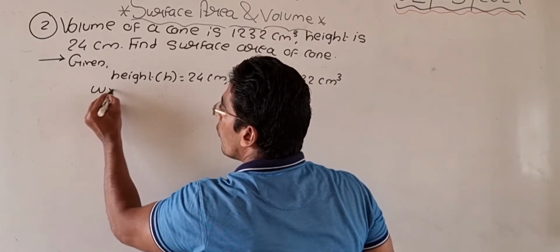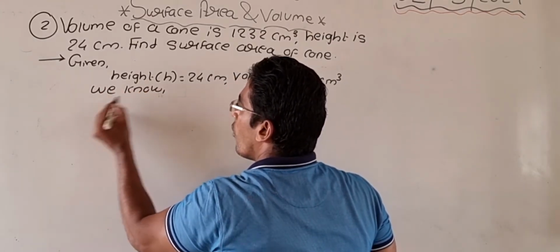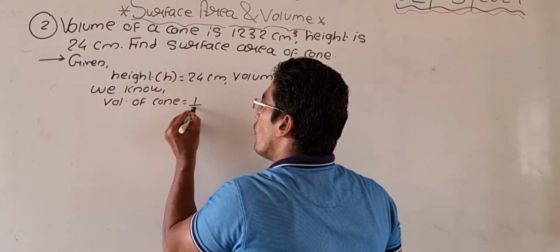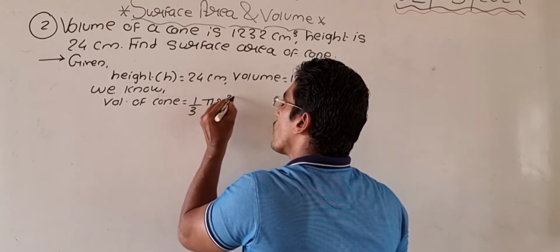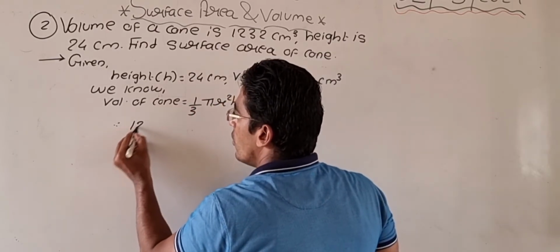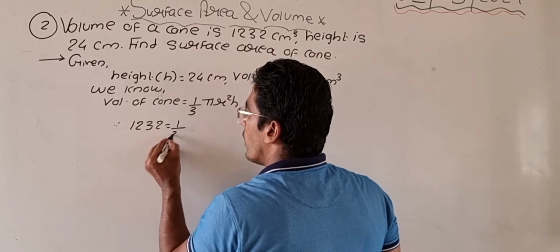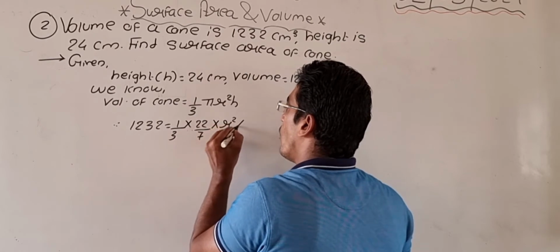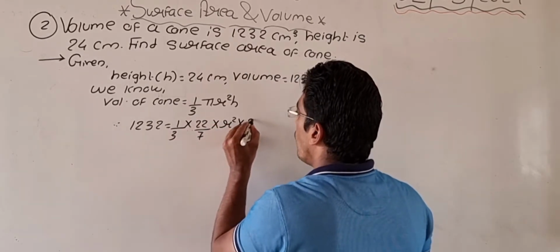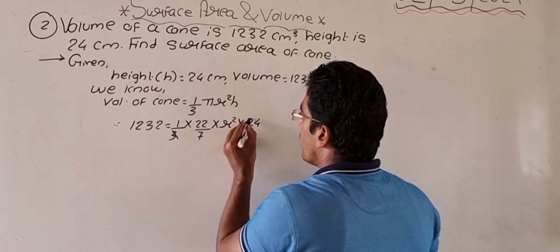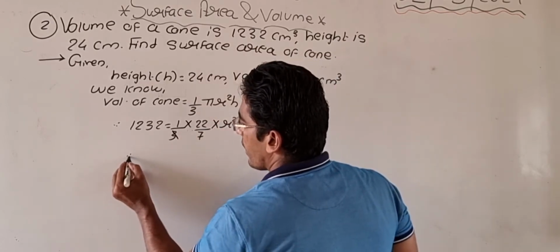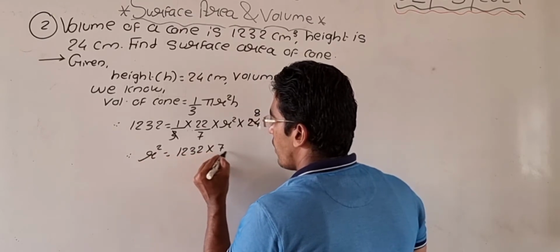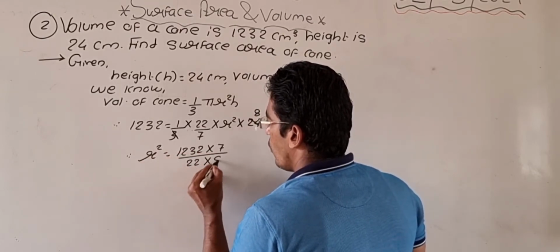We know volume of cone is equal to 1 upon 3 pi r square h. Let's substitute the values. 1232 is equal to 1 upon 3 into pi, 22 upon 7, r square, and h is 24. 3 eights are 24. Therefore, I can say r square is equal to 1232 into 7 upon 22 into 8.